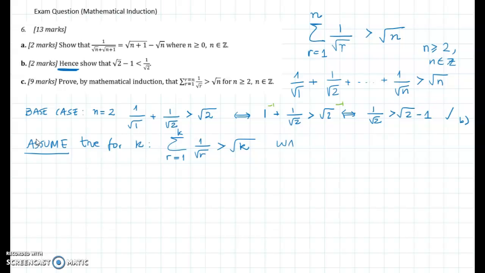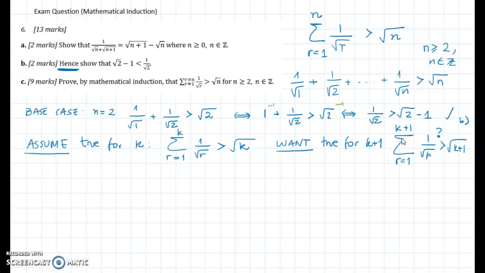And now we are going to use this assumption to prove that the statement is true for the next integer, so true for k plus 1. So in this case, we are going to have the sum of the same type of terms, 1 over square root of r, where r starts at 1 and now ends at k plus 1, and we want to see that this sum is greater than square root of k plus 1. So this is what we would like to prove.